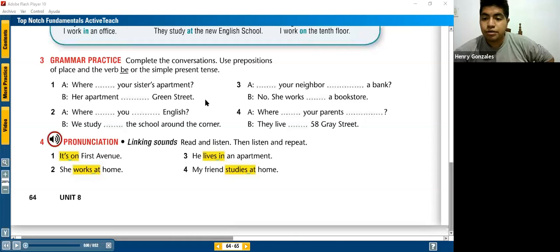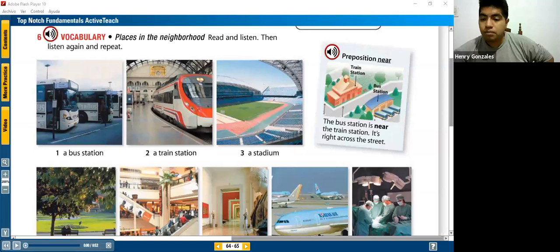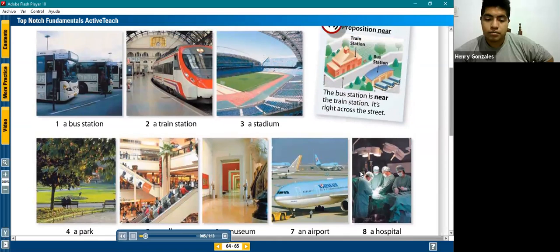Now, students, well, here, we have a vocabulary. Yes. We have another vocabulary, students. Tenemos otro vocabulario más. But in this case, this vocabulary is about places in the neighborhood. So what are you going to do? Well, read and listen, then listen again and repeat. Listen, please. Page 65. Exercise 6. Vocabulary. Places in the neighborhood.